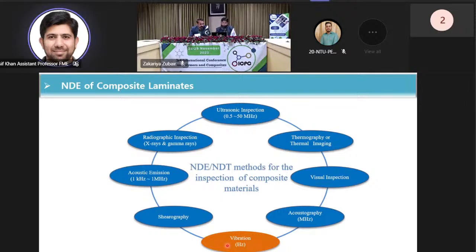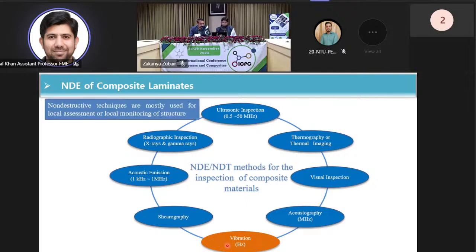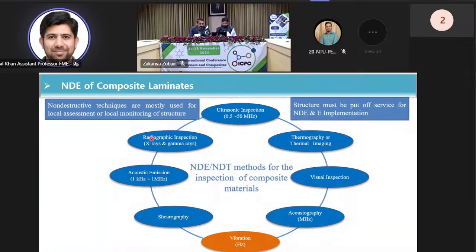However, most of the non-destructive evaluation techniques suffer from some limitations. For example, most of these well-established techniques are basically for local assessment. We can only employ these acoustic instruments, radiographic or other non-destructive evaluation instruments and techniques on a certain part of the structure which we are going to inspect. Another issue is that in order to implement all these techniques, the structure must be taken out of service.